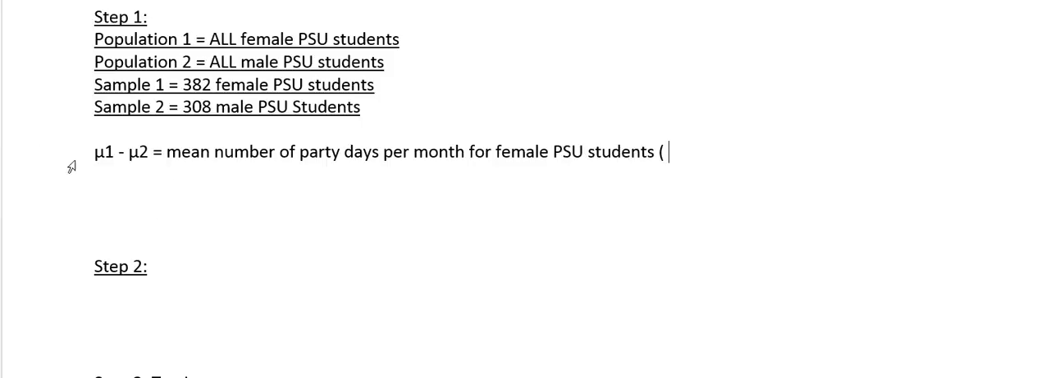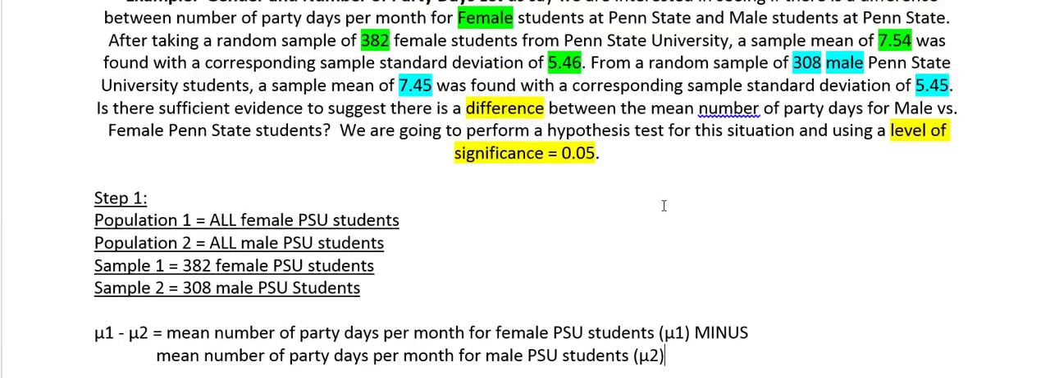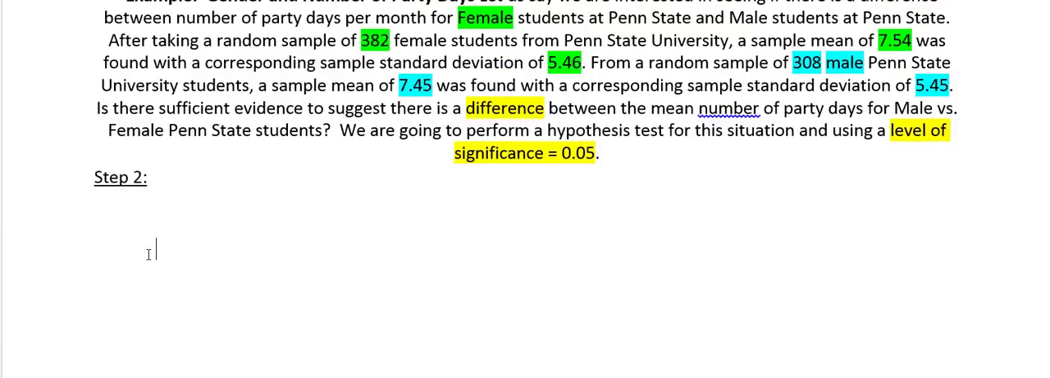To clarify that that is group 1, in parentheses behind it, I'm going to put mu1. Then my second mean is the same thing, the mean number of party days per month, but this time my population is male PSU students. And again, to clarify that that is my second group, in parentheses behind that, I'm going to put mu2. So that's step 1.